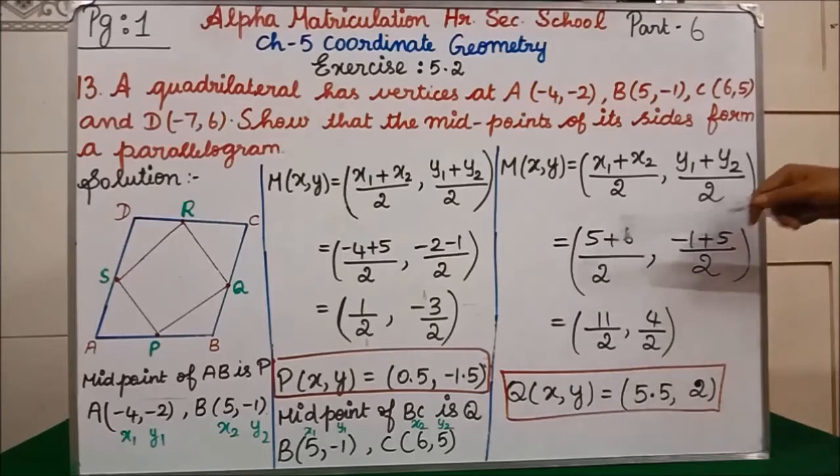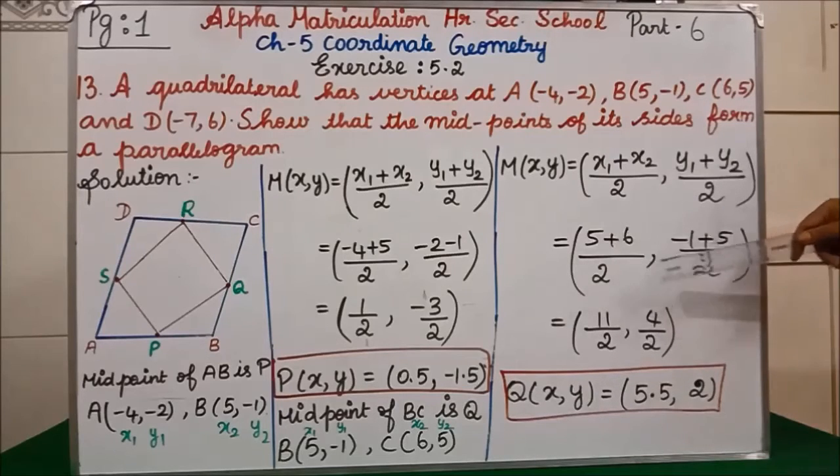x1 value is 5, x2 value is 6 divided by 2, comma y1 value is minus 1, y2 value is 5 divided by 2. 5 plus 6 is 11 divided by 2, 5 minus 1 is 4 divided by 2. So 11 divided by 2, if you cancel, we are getting 5.5, comma 4 divided by 2 means we are getting 2. Here we have got the Q point also. What is that? 5.5, comma 2.